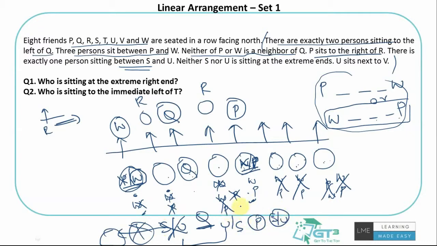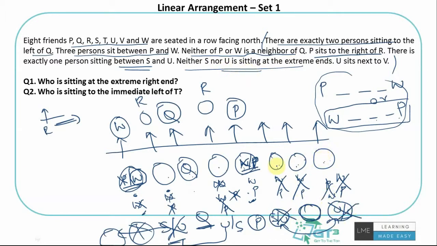Right? This is still a possibility, but I am not yet confirmed, because there is also a possibility that SRU are here and URS could be here. Right? There is one slot in between and they are sitting in this way. So there are two possibilities, so we cannot yet confirm it, but I just know that SRU can't be here. Neither S nor U is sitting at the extreme ends. So this is a clue which is helping us to avoid one possibility, that this is not possible.